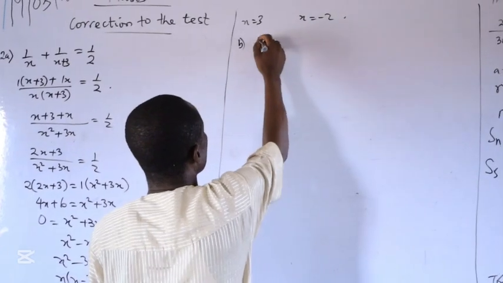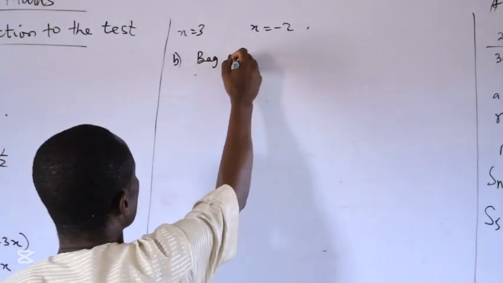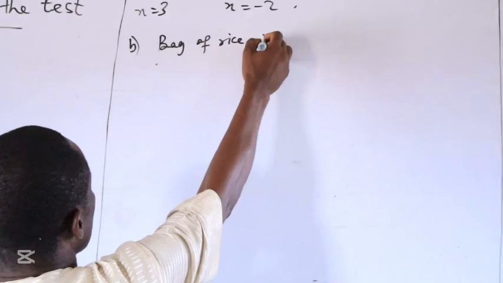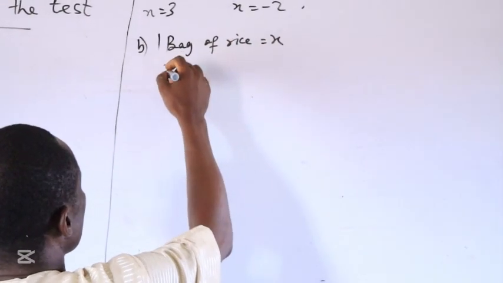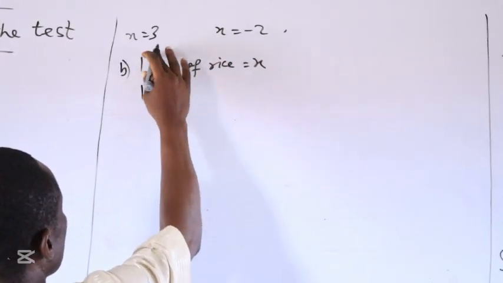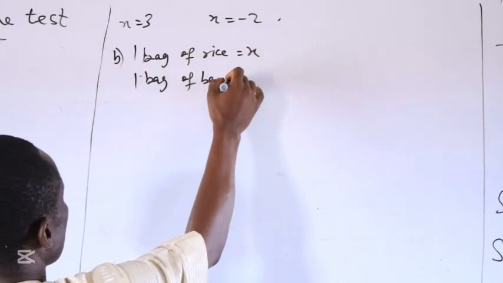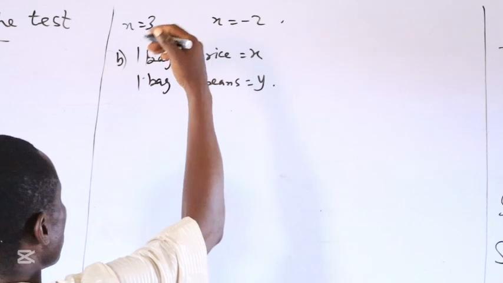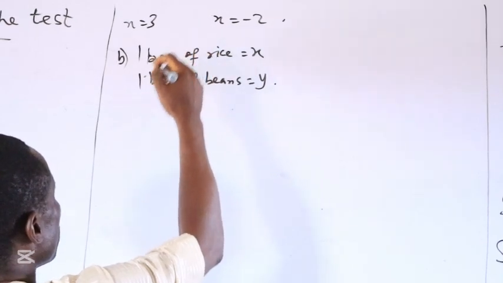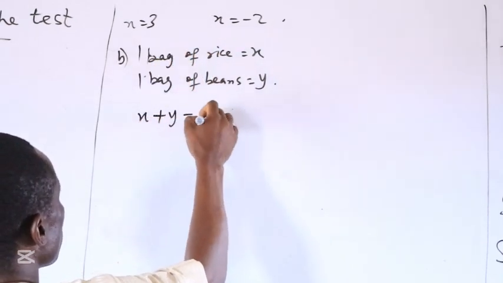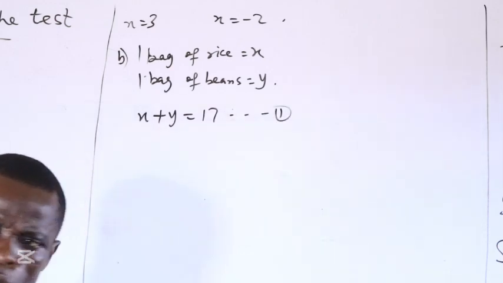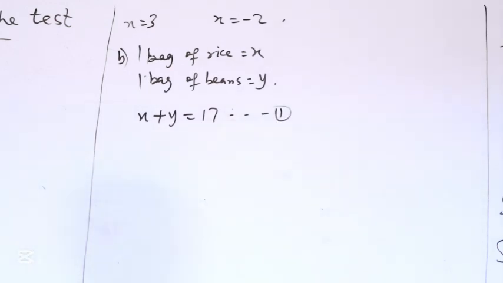Okay, let's say bags of rice, let it be x. One bag of beans, let it be y. So that we can now say x plus y is equal to 17, equation 1, because we have 17 bags altogether.